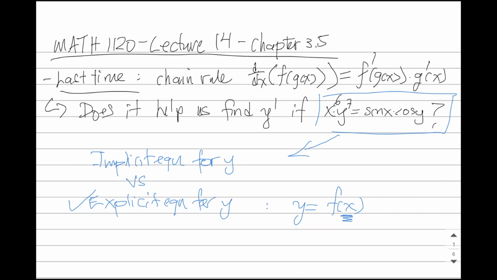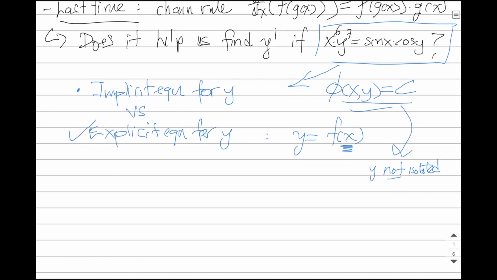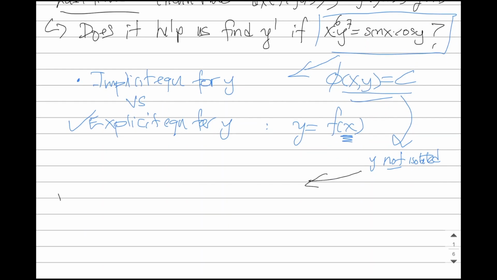Whereas in an implicit equation, which is the type that we've got here in the box, we've got some strange function, phi of x and y, and it's equal to a constant. Here, the y is not isolated. That means it's really difficult for us to try to apply the rules that we normally do in the way that we normally apply them. So we need a strategy to find the derivative in an implicit equation.